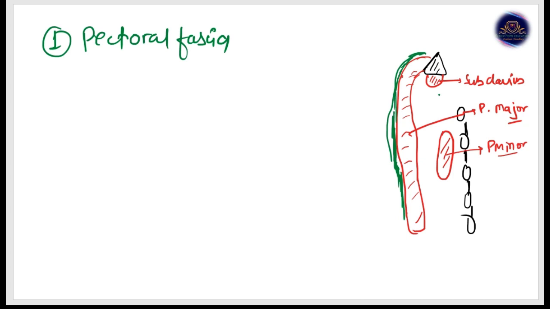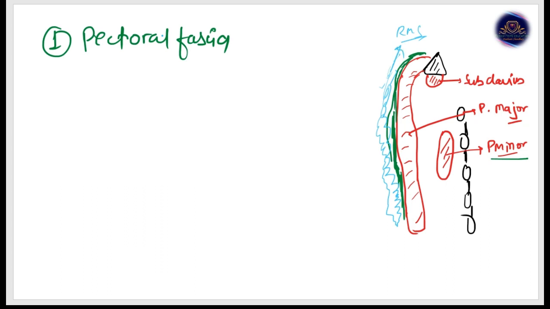Okay, now what is the deep relation? Here you can see the pectoralis minor muscle. But we are talking about the deep relation. After that, one more thing, I am going to show the arrangement. Now here is the space. After the pectoral fascia, here is the space. This space is known as the retromammary space.